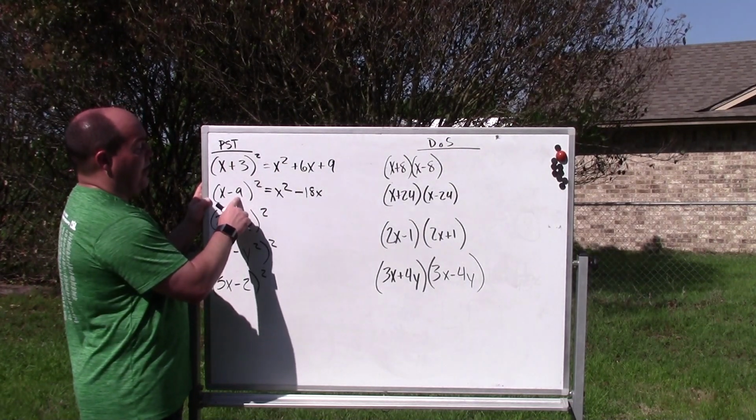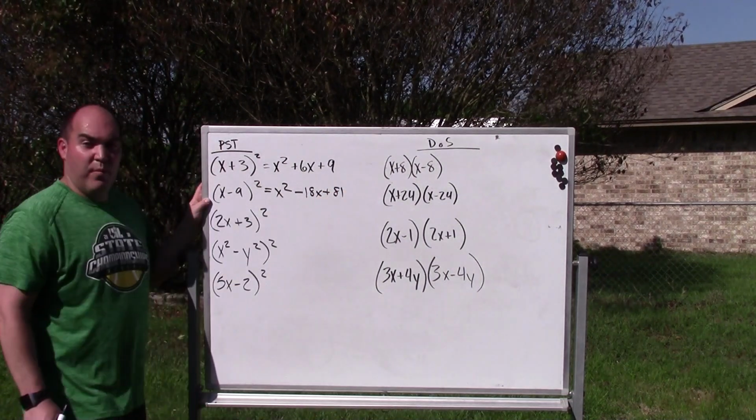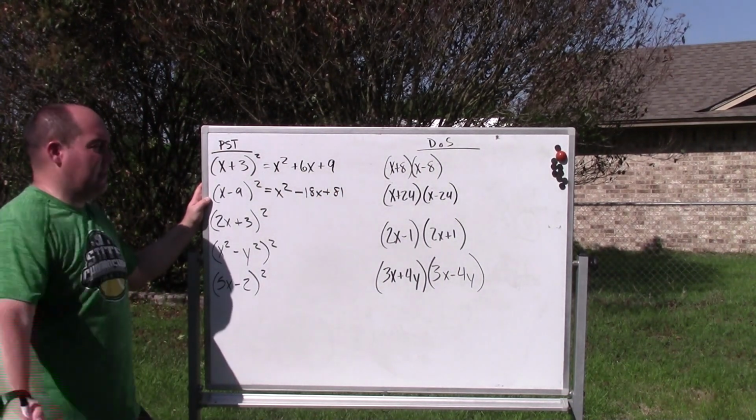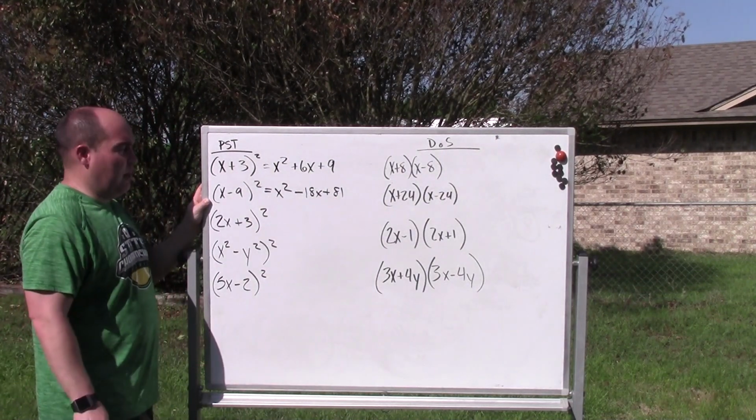Okay, and then when I square it, 9 squared, that is 81. A negative times a negative is still positive. So when I have these perfect square trinomials, that last number is still always going to be positive.